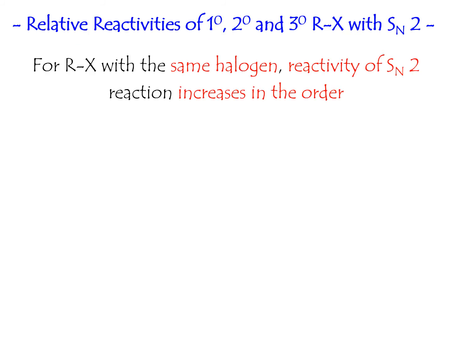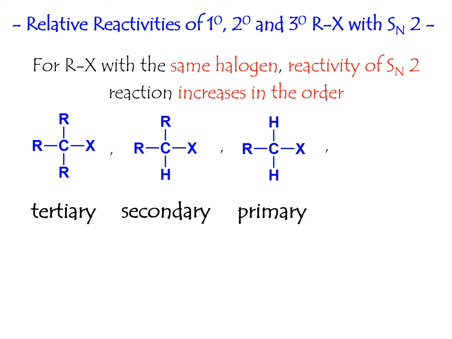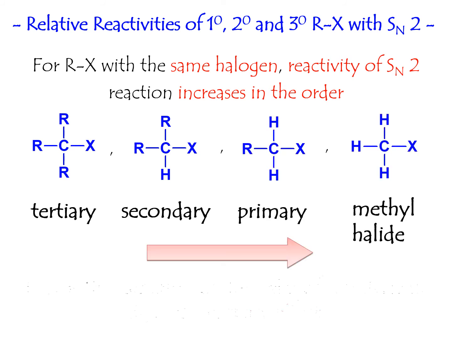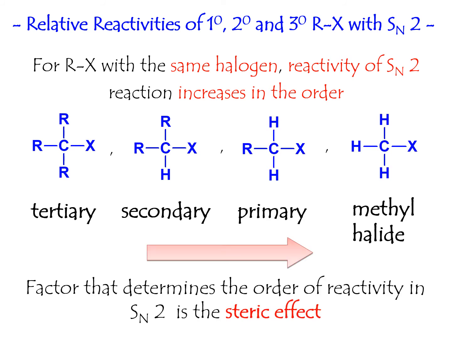For haloalkanes with the same halogen, the reactivity of the SN2 reaction increases in the order of tertiary, secondary, primary to methyl halide, according to the steric effect. The steric effect decreases from tertiary, secondary, primary to methyl halide. The lower the steric effect, the more reactive toward the SN2 mechanism.